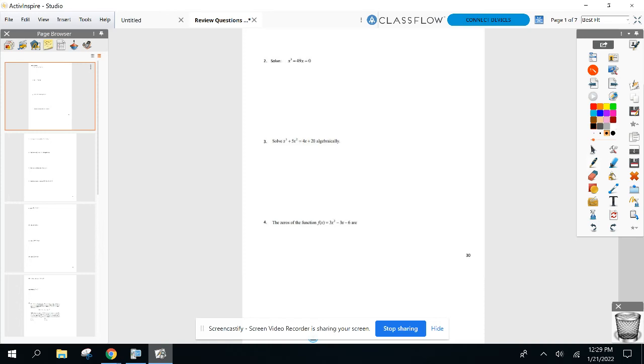Number 3 is going to be a factoring problem. And we know, we don't factor until one side says it's equal to 0. Notice how my x cubed is positive. Keep it that way. So move the 4x and the 20 over. I get x cubed plus 5x squared minus 4x plus 20.